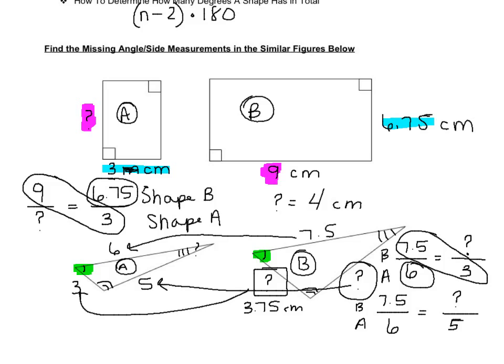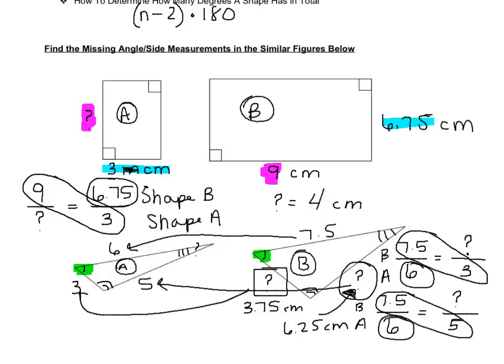So to solve my proportion, I multiply across and I will divide by the bottom. So now I have 7.5 times 5, which gives me 37.5. I'm going to divide that by 6, and my unknown value is 6.25 centimeters. So that goes for the longer side.